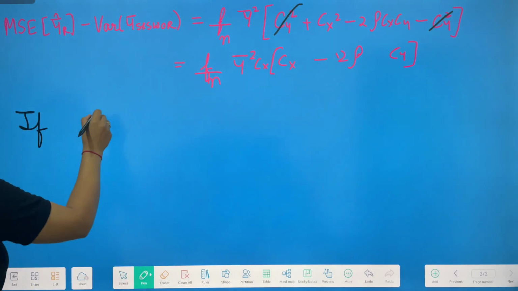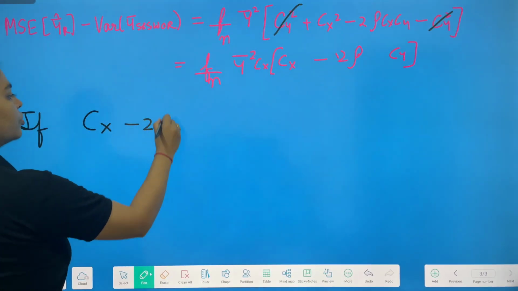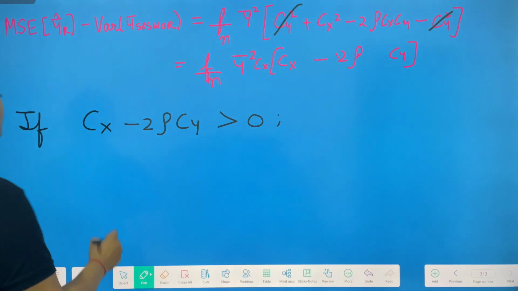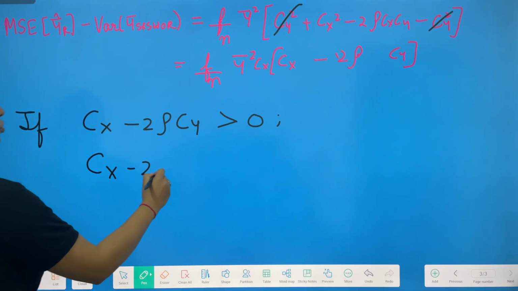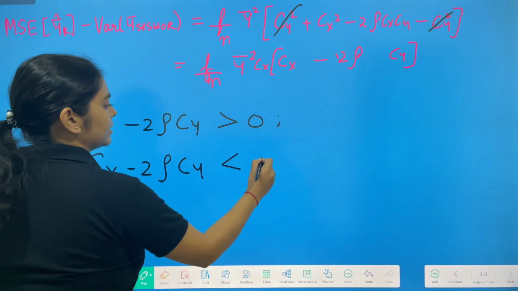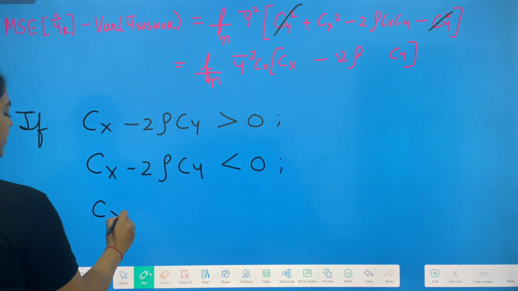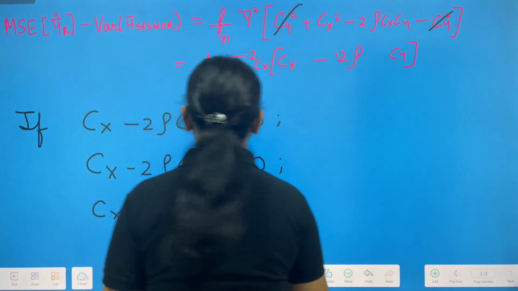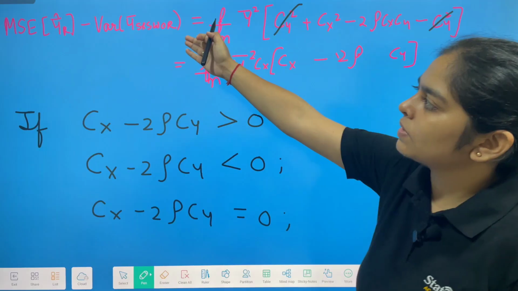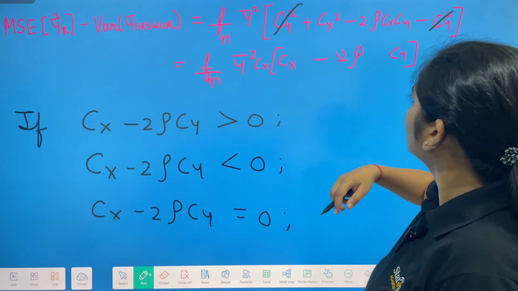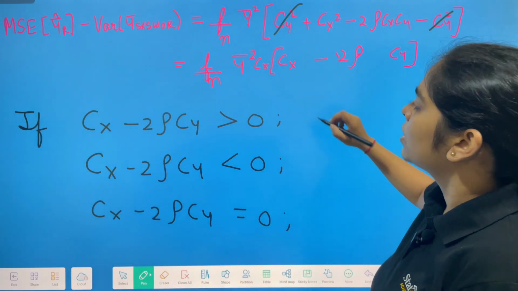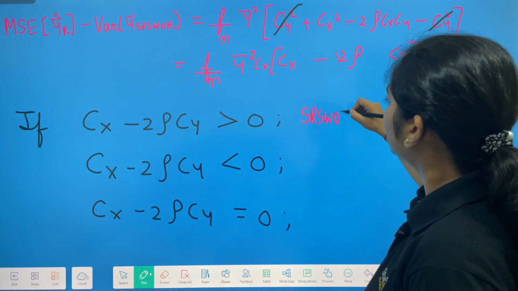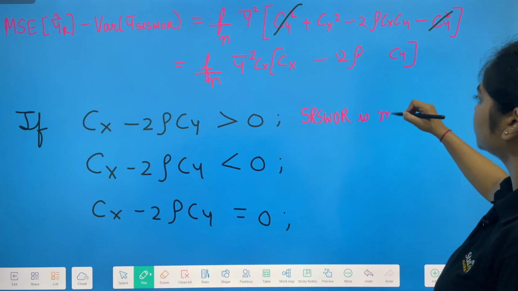So we'll be left with if cx minus 2 rho cy is less than 0, if cx minus 2 rho cy is equal to 0, and if it is greater than 0, then this will be greater than 0. Then, of this, simple random sampling without replacement is more efficient.